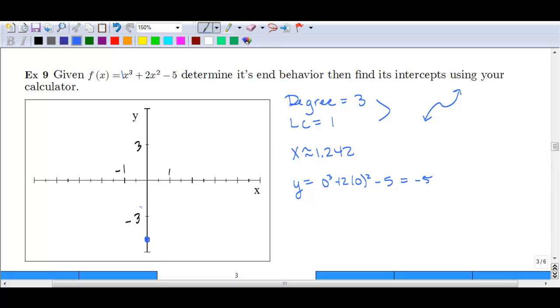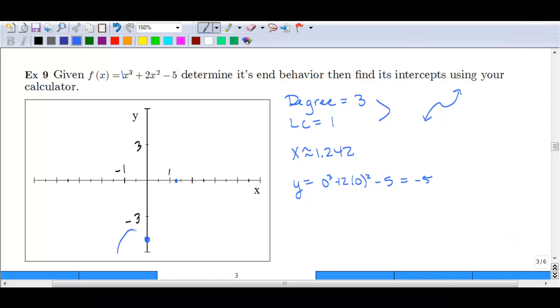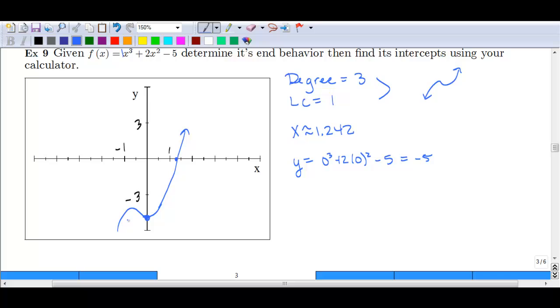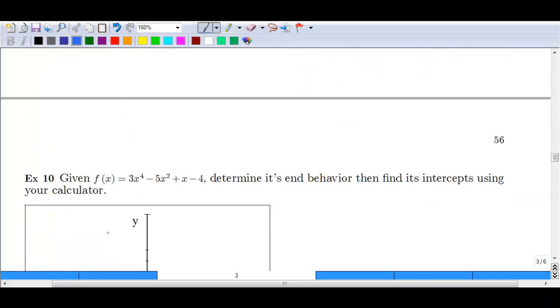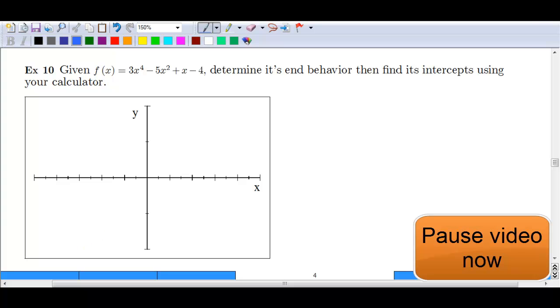Our x-intercept here is that 1.24, so somewhere about here. And again, if you look here, it goes up and then crosses there. So it's coming up and then dips to go through our y-intercept and then crosses. And so we'll talk about this a little bit more when we get to complex roots in the next section. So again, I want you to pause the video here and try this last example.